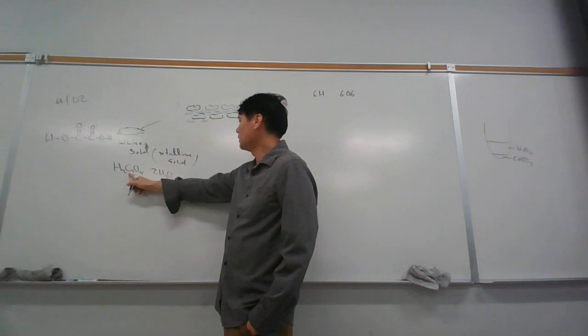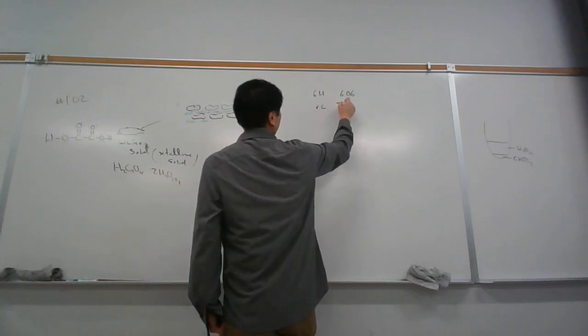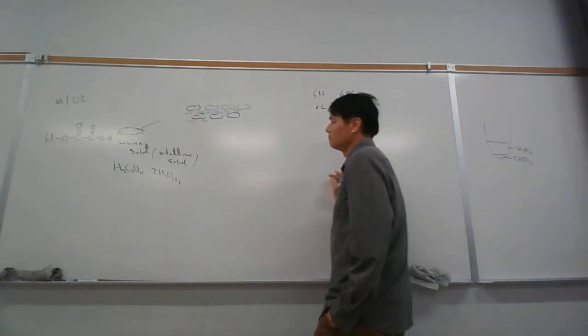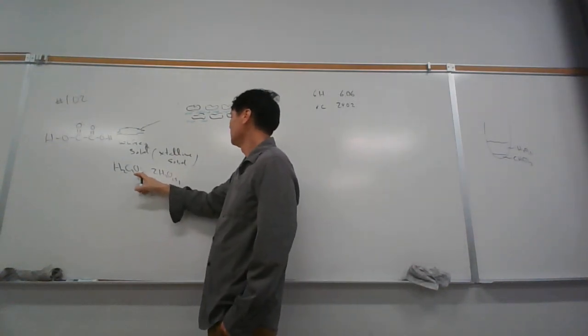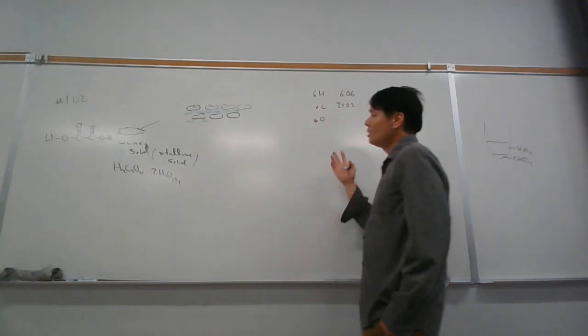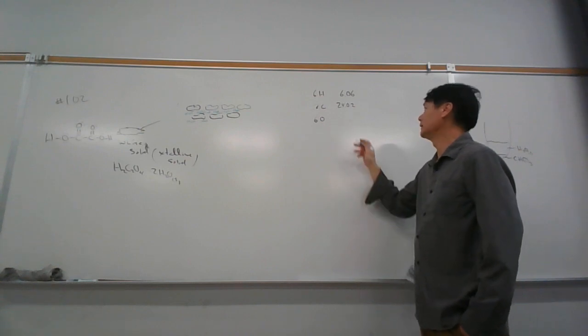And then how many carbons? 2 carbons. That's going to be 24.02 because each carbon is 12.01. And then how many oxygens? 6 oxygens. So 2 oxygens is 32, times 3 will be 96.